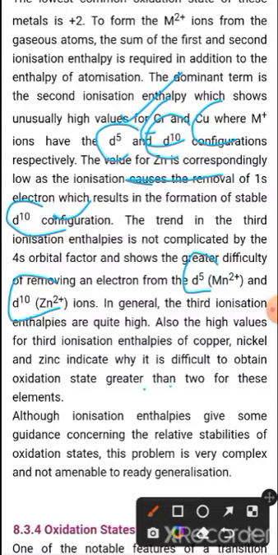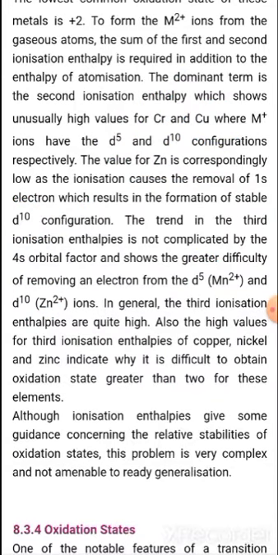So although the ionization enthalpies give some guidance concerning the relative stabilities of oxidation states, this problem is very complex, not amenable to ready generalization. So in this video two topics have been covered. One is the variation in the atomic and ionic sizes, and second is the ionization enthalpies of transition metals.